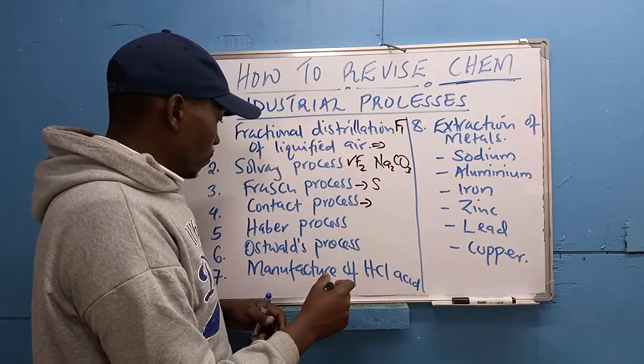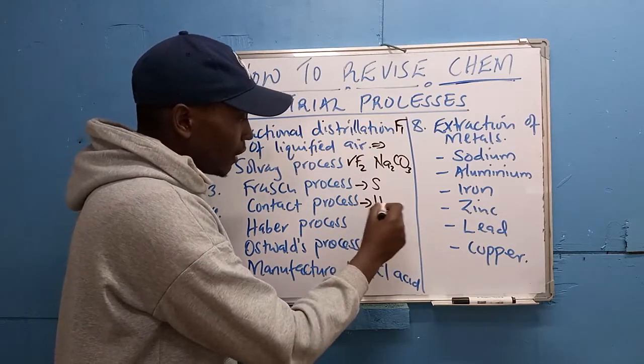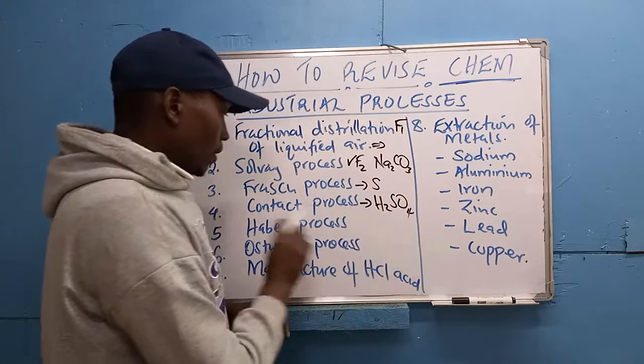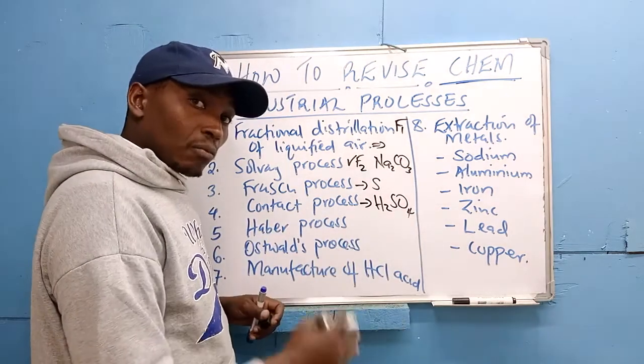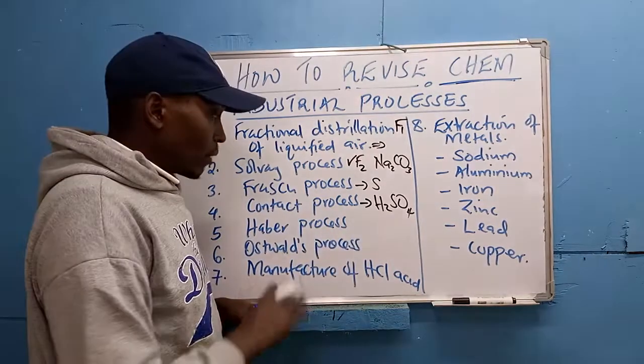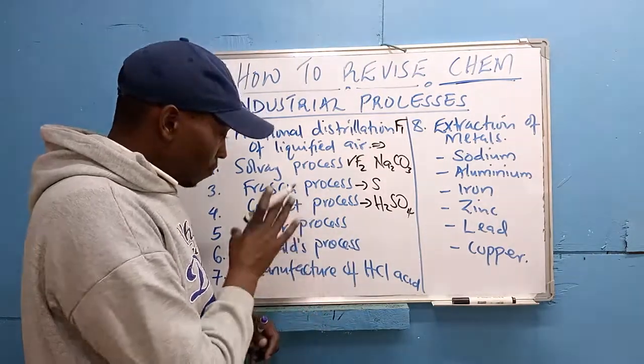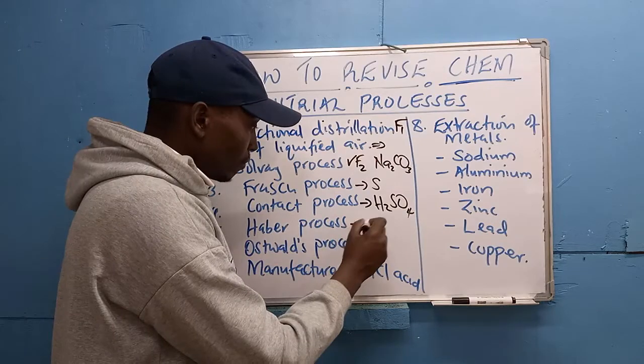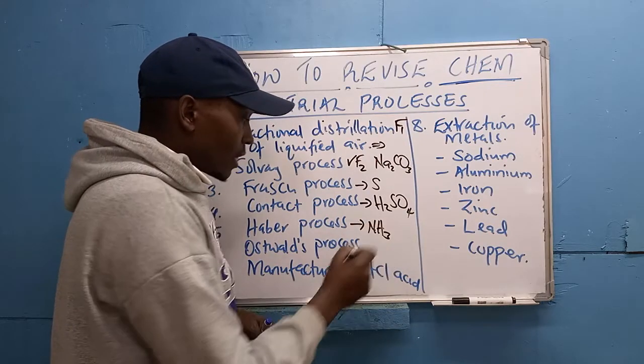Industrial manufacture of sulfuric acid, H2SO4. Contact process, step by step. What are the raw materials? What are the catalysts? What happens in each chamber? What are the optimum conditions? Very important. Haber process for the manufacture of ammonia gas.